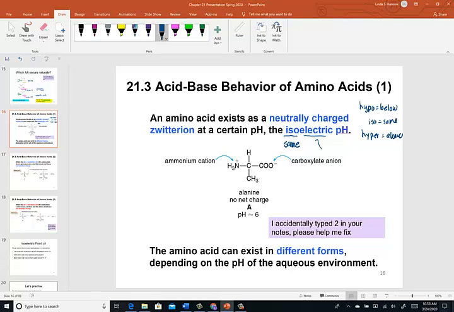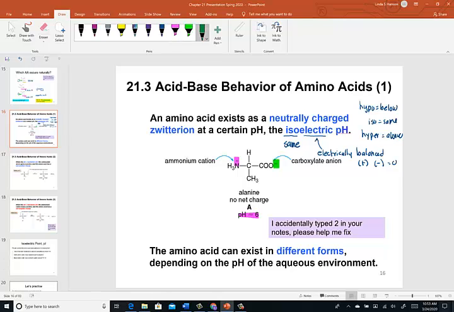What that just means is it's electrically balanced. I have a positive charge that's being neutralized by a negative charge, so the overall charge is 0. It is an isoelectric pH. You have the negative charge on the carboxylic acid being balanced by the positive charge on the ammonium cation. And this occurs at a pH close to 7.